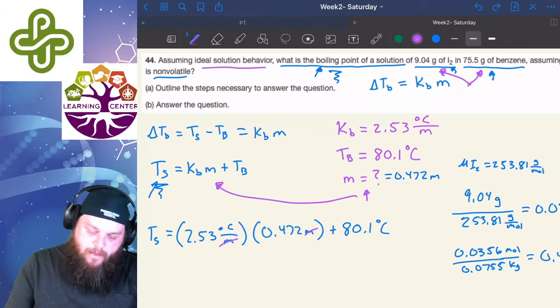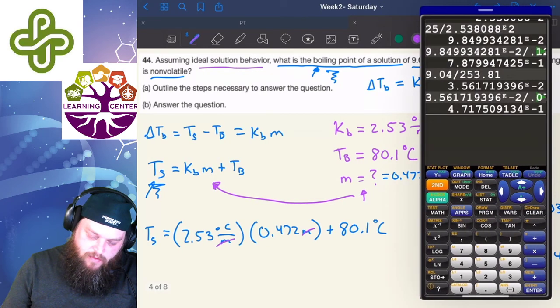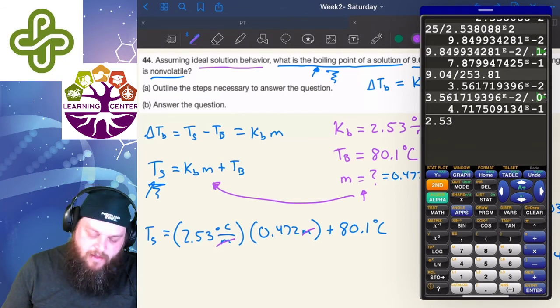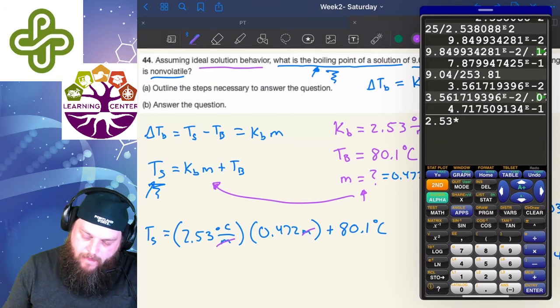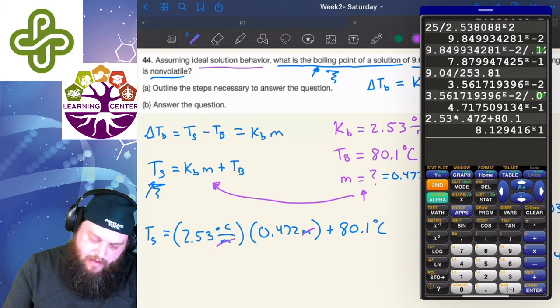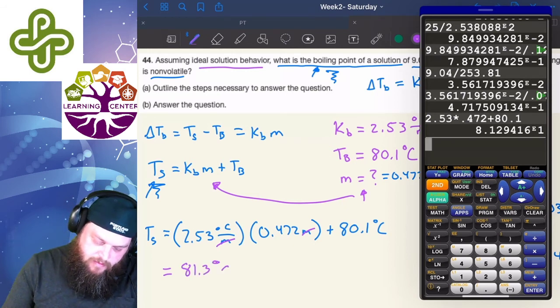So now I just have to plug it into my calculator. I do that because my calculator doesn't handle those units. So if I forgot to convert something, I'll catch it right there and I can convert it before I actually do any of the math. 2.53 times 0.472 plus 80.1. Make sure I put it in right, and we get 81.3 degrees Celsius.